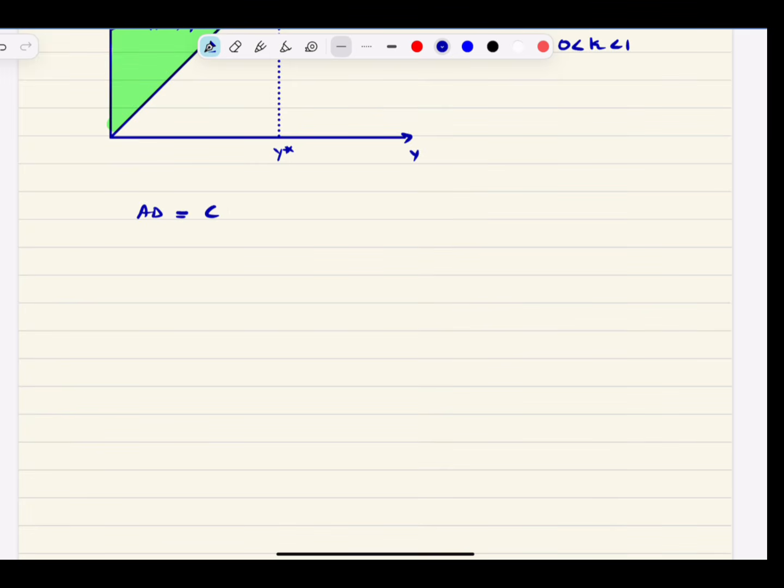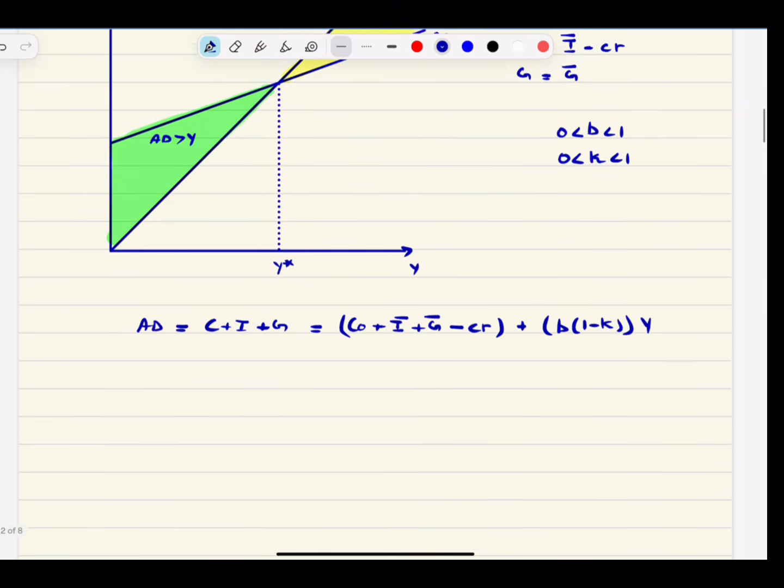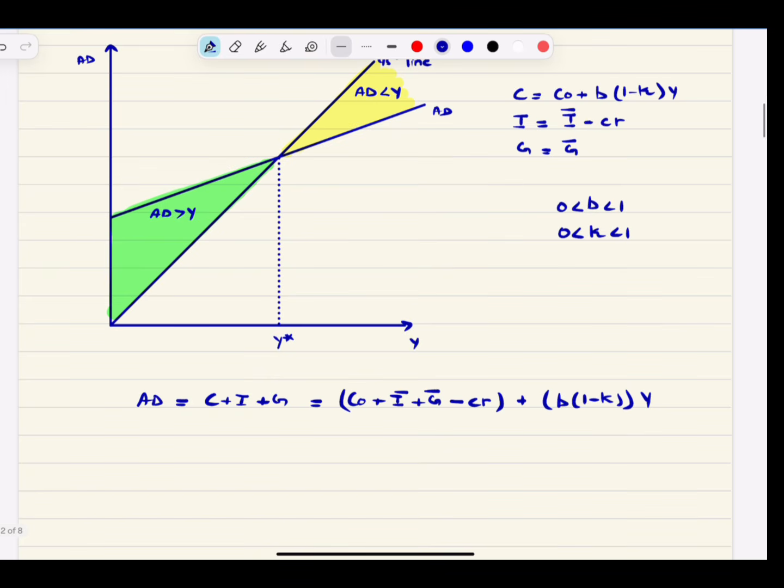Okay, so the aggregate demand curve is basically C plus I plus G. And when we put all of these functions in, I'm going to put all the things that are not dependent on income here, and this is what I'll get. These are the variables, right here.